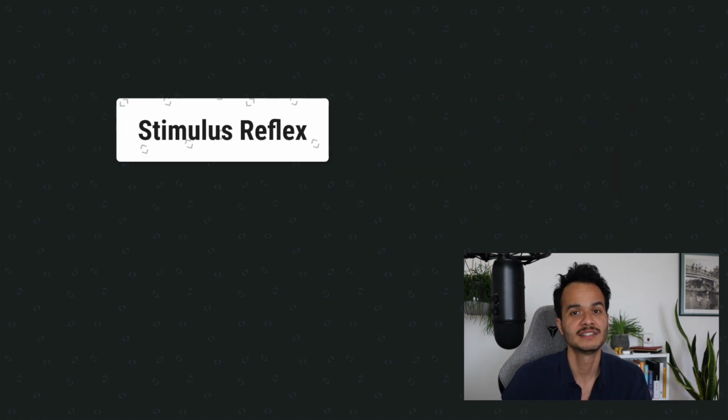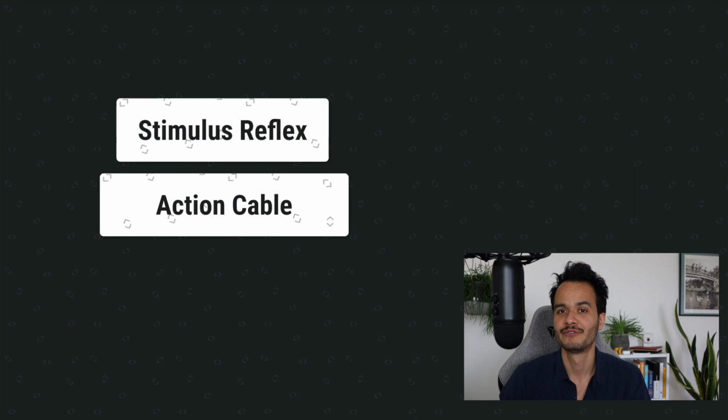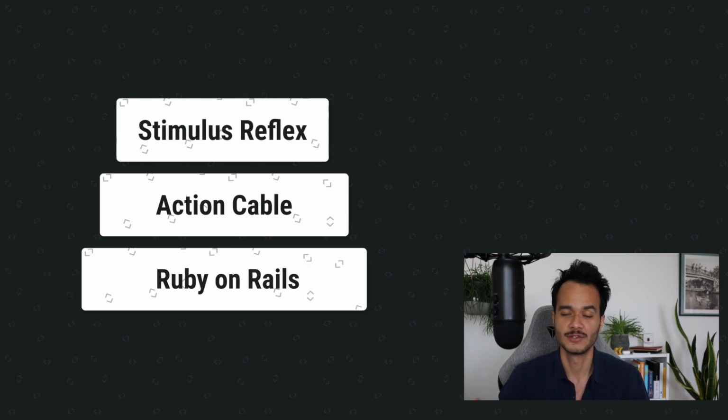Well, Stimulus Reflex uses WebSockets instead of HTTP requests to connect with the server. And ActionCable is the preferred way of using WebSockets in a Rails application. So that's what Stimulus Reflex uses. And that's why if my ActionCable isn't working, which it isn't, Stimulus Reflex won't work.